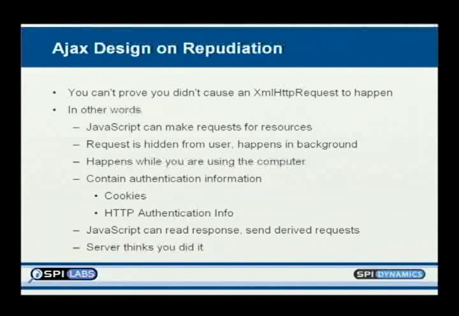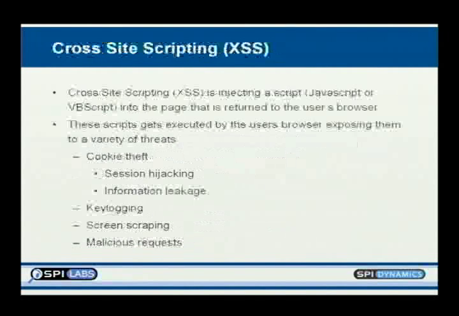So in other words, JavaScript can make a request for a resource. This request is in the background. It's hidden. You can't tell. This happens while you are using the computer because you're interacting with the website. The browser automatically shoves on cookies, other types of HTTP auth. It'll stick HTTP basic auth on there for you. JavaScript can then read the response that comes back, derive out knowledge, and then send additional requests. And the server thinks you did all of this. And there's no way you can prove that you didn't do this, that the script did it on your behalf.